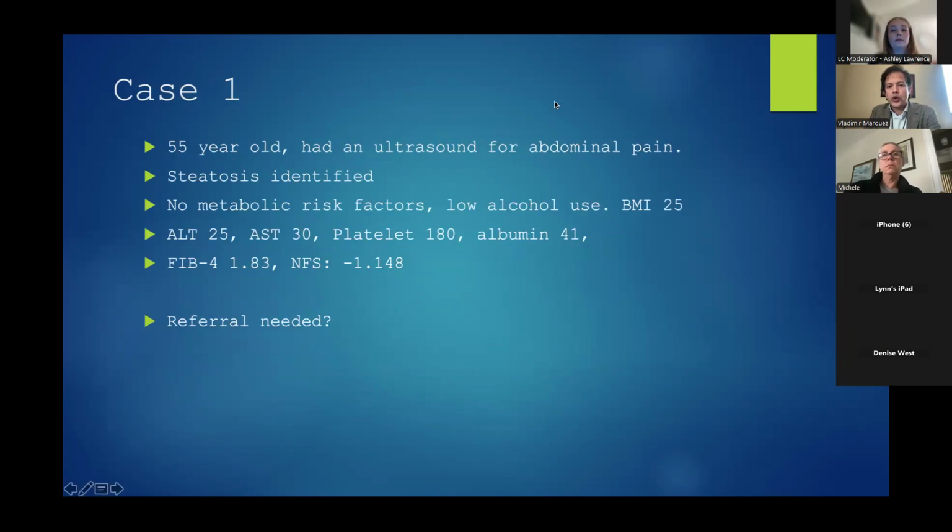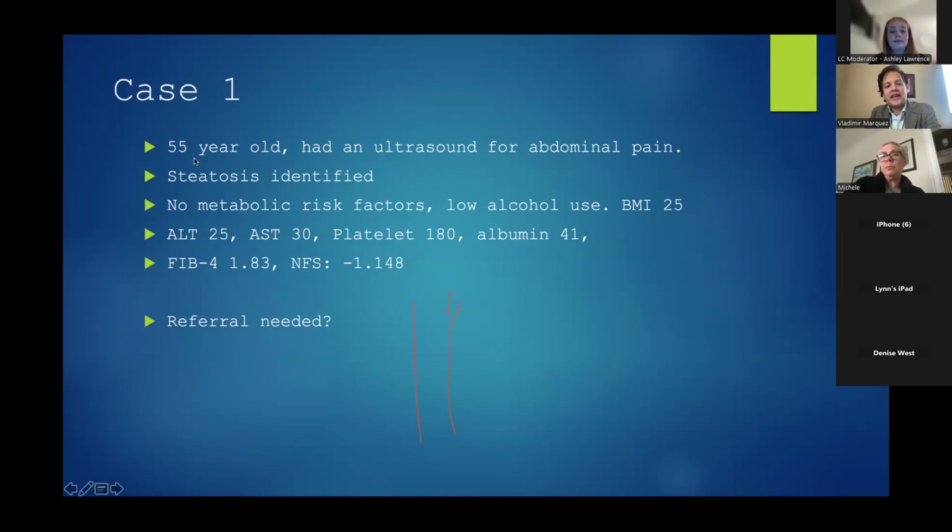So just quickly over these little cases that I prepared, we have case one, a 55-year-old. Sorry if I keep checking down. I'm on call for the transplant service and my pager keeps ringing.